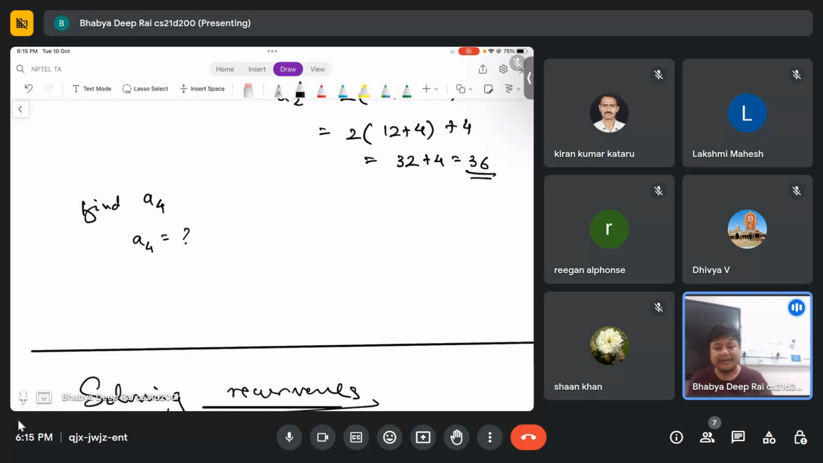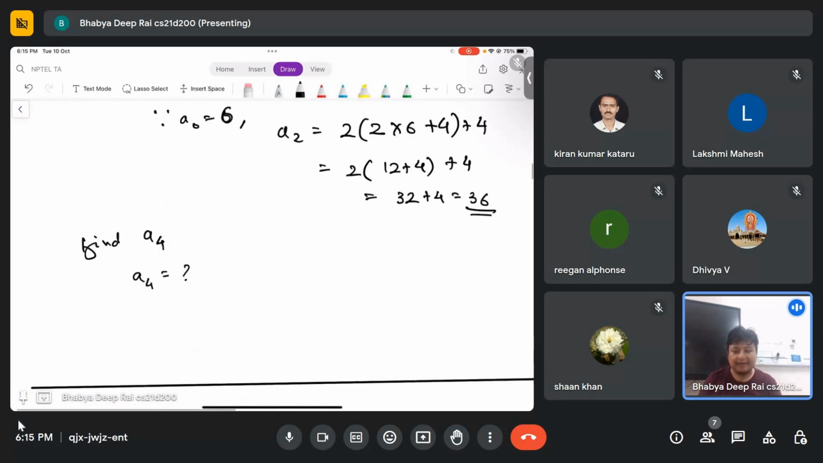Can you try your hand at it? Can you tell me what a_4 will evaluate to using the substitution method? This person is pretty good. Divya, good.